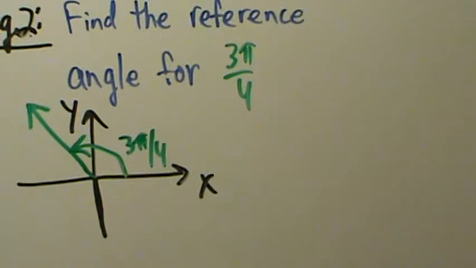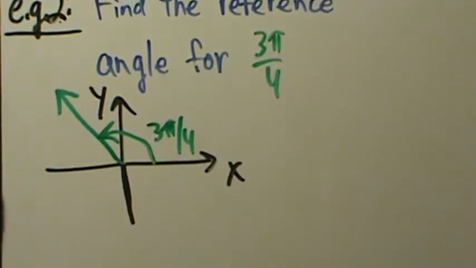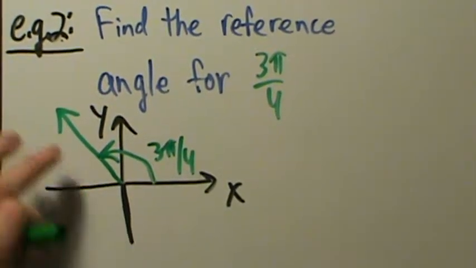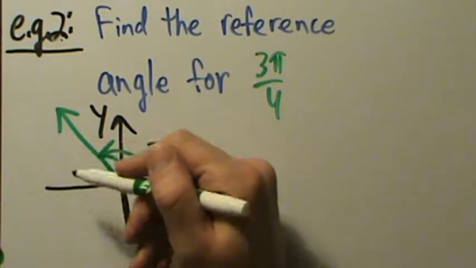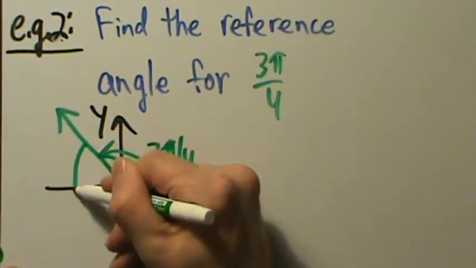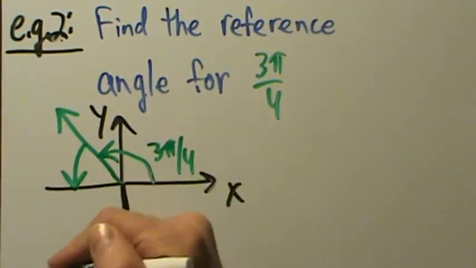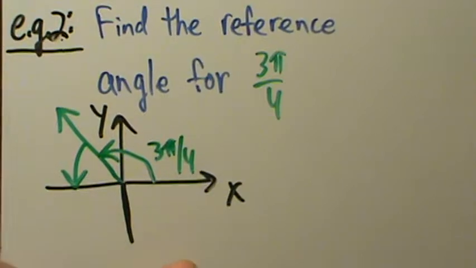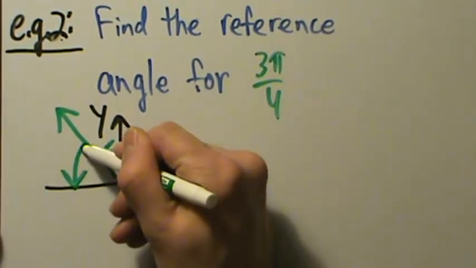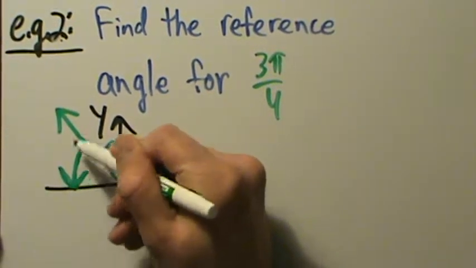So we want the reference angle for that. So remember, the reference angle is the acute angle between the terminal side of the given angle and the x-axis. So here's the terminal side. The acute angle between that and the x-axis is going to be this guy right here. So remember, go in the counterclockwise direction for a positive angle, because acute angles are positive, right? So it's got to be this angle here.